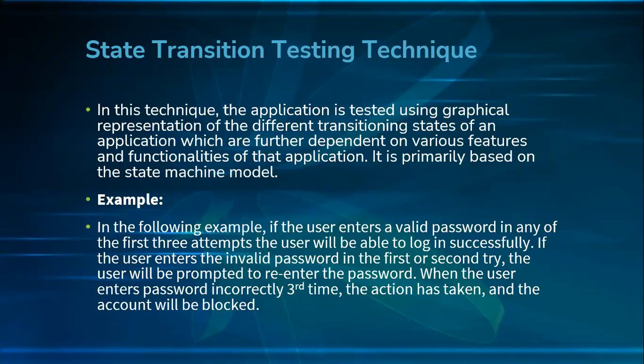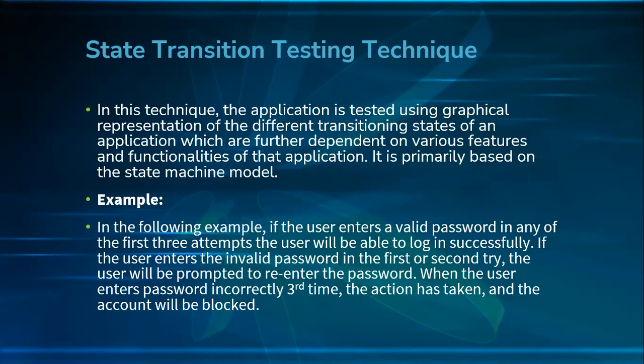If the user has an invalid password in the first and second try, the user will be prompted to re-enter the password. But when the user enters the password incorrectly the 3rd time, there will be a consequence for it. There will be an action. Is it that the account is blocked? Is it that you are told to log in back in 30 minutes or thereabout? There will be a message pop up to tell you the action you are going to take.